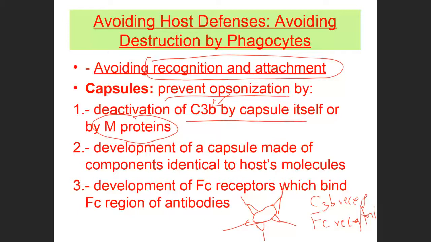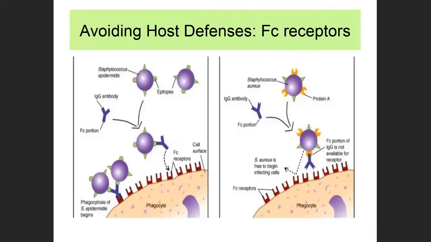Well, what if the bacteria could bind to the Fc region of the antibody before the phagocytic cell could? If the bacteria has Fc receptors, it's a pretty clever strategy actually. Now it can grab the antibody by the Fc region, and now there is no Fc region where the phagocytic cell can attach. I'll come back to this in just a second.